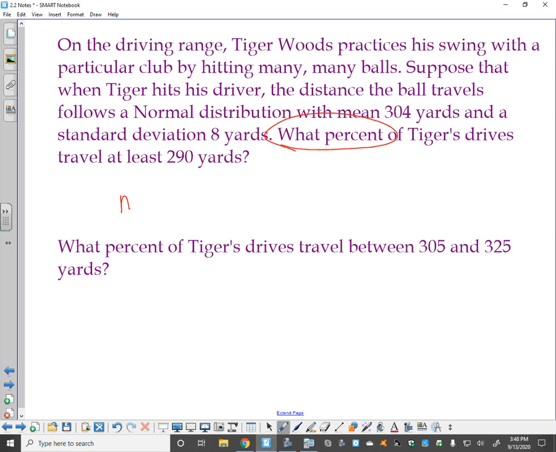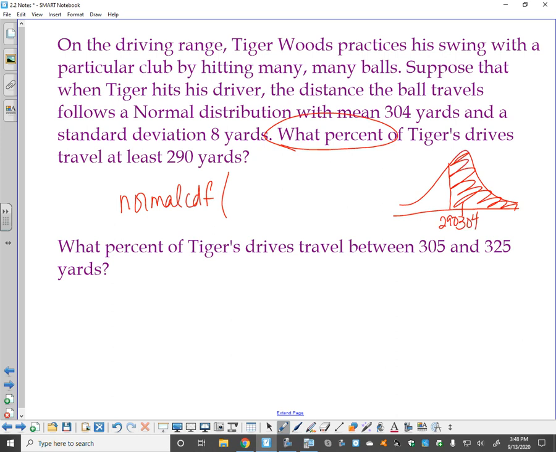So I'm going to normal CDF. Travel at least 290 yards. Oh, let me graph. Let's see, his average is 304. And we're going 290, so that's going to be less than that. And I want at least 290, so I want this.